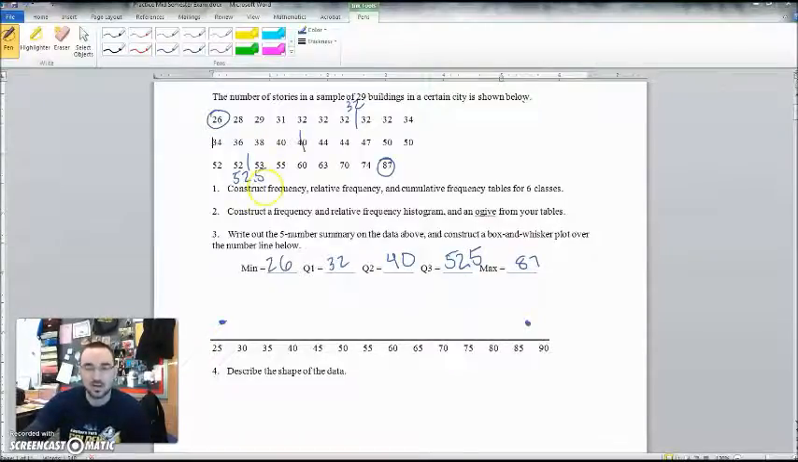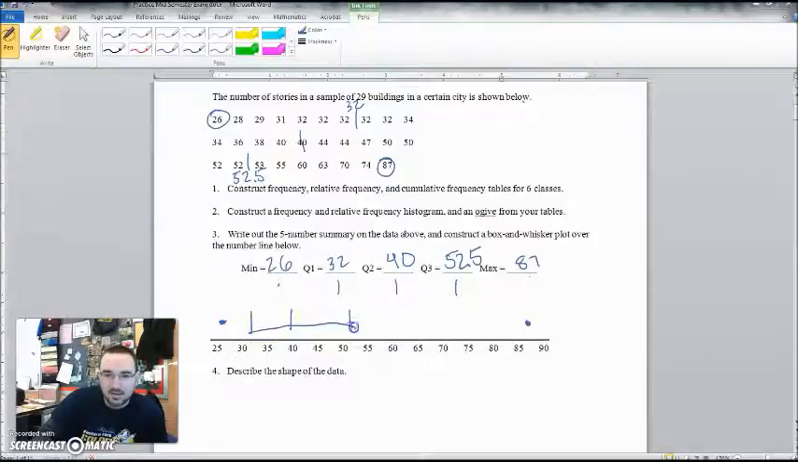So we're going to go ahead and plot these. These give us our endpoints, and these give us the outsides of our boxes, and our Q2 gives us the middle of the box. And we're going to plot where those are. So down here at 32, we're going to draw a line. And at 40, we're going to draw a line. And at 52.5, we are going to draw another line, so the edge of our box.